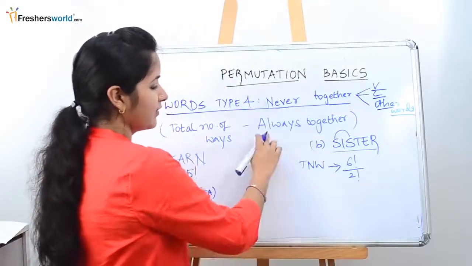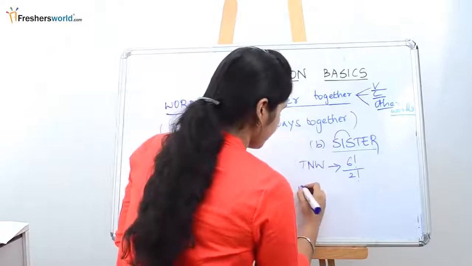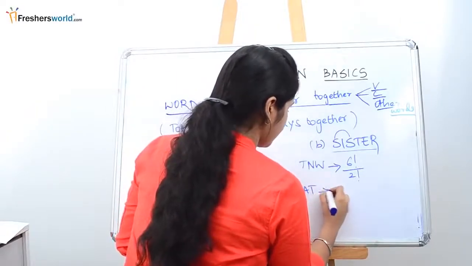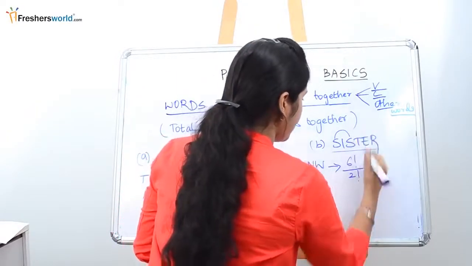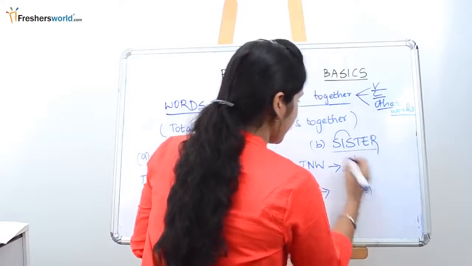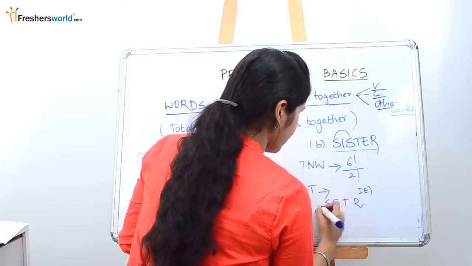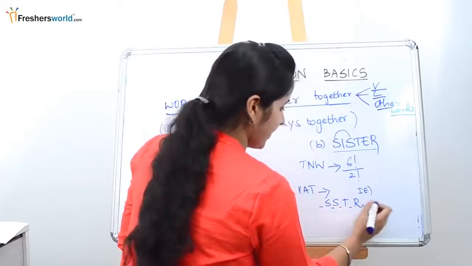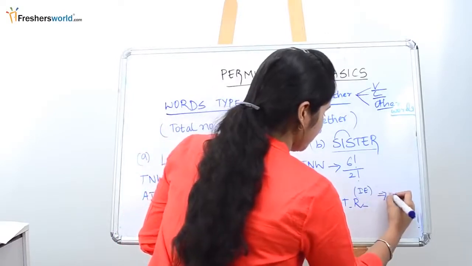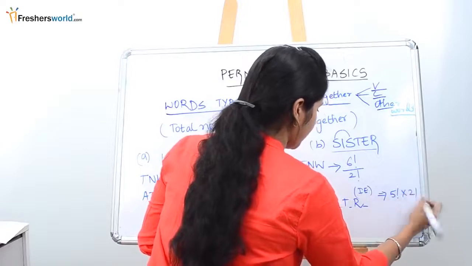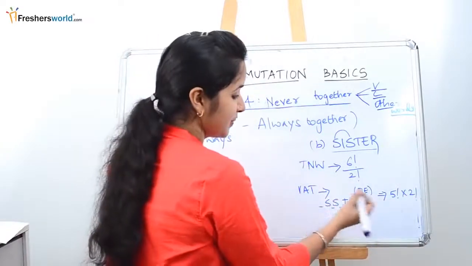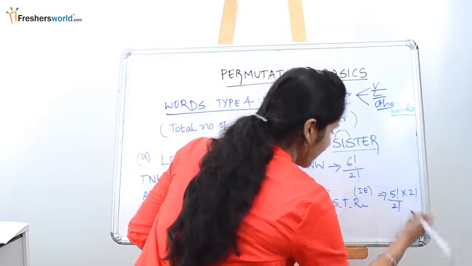Now we are going to take vowels always together. So I and E are together. The remaining letters you have are S, S, T, R. What are the spaces here? So we have 5 spaces, which is nothing but 5 factorial into 2 factorial. What do we miss here? S is repeated twice, so divided by 2 factorial comes.